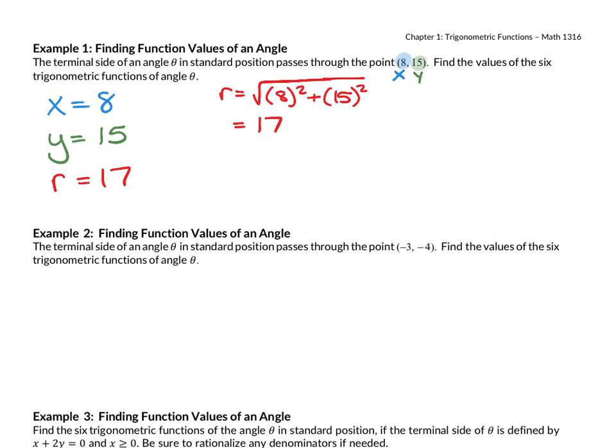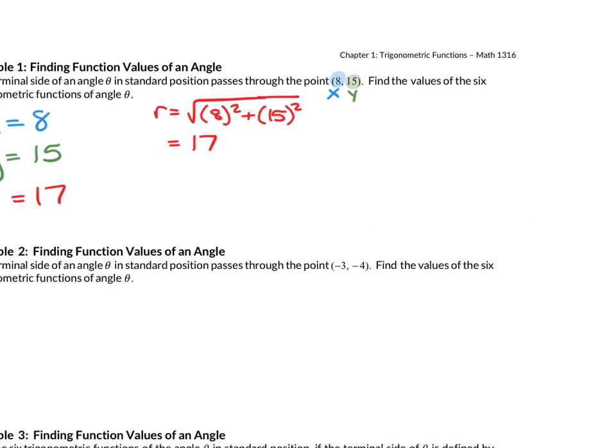Okay. So these are the 3 things I need to know to be able to determine all 6 trig functions. Once I have those 3, I just have to remember what order they go in. What I mean by that is, and I'm just going to draw a bar so we know this side is my answers, sine of theta is the y divided by r. Cosine of theta is the x divided by r.